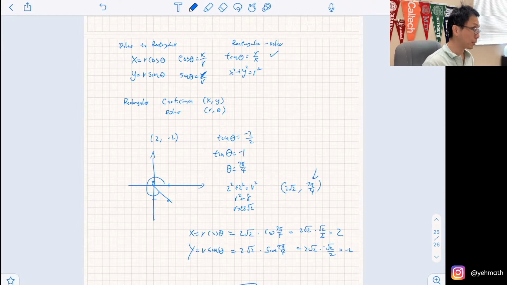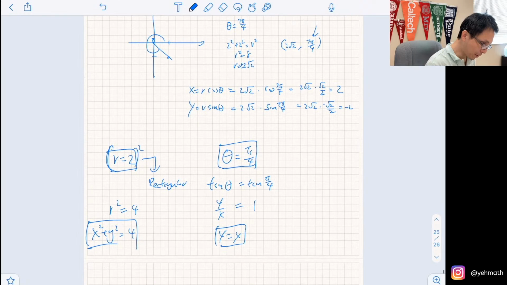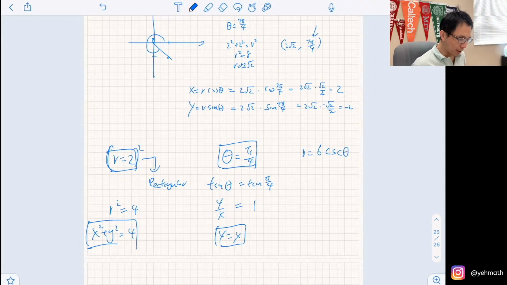Sometimes you have to use the first two equations as well. Sometimes you have to deal with that as well. So say r equals, I forgot which one it is, 6 cosecant of theta. So you have something like this. And you say, wait, how do I convert to rectangular? Rectangular has to be everything in terms of x and y, right? So what's the best way to do this one?